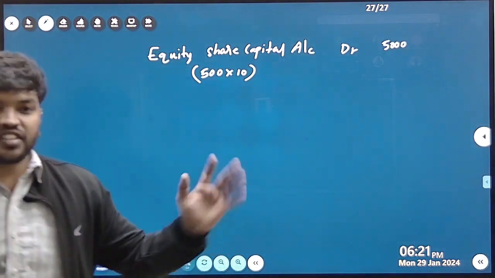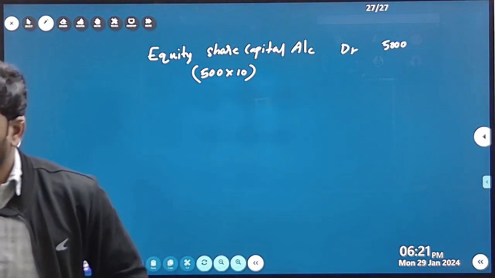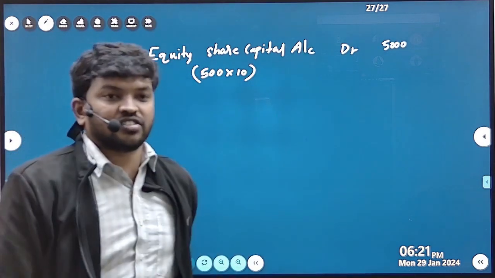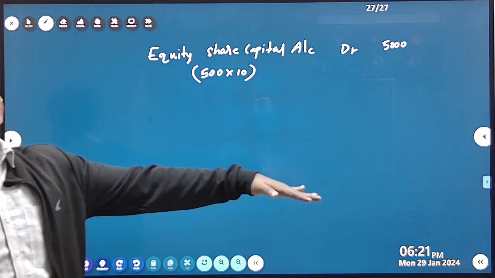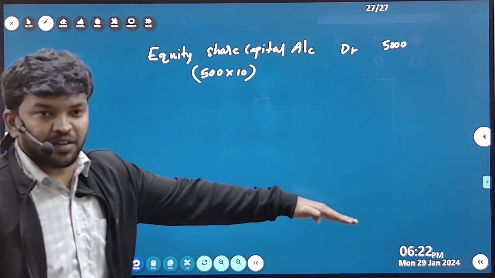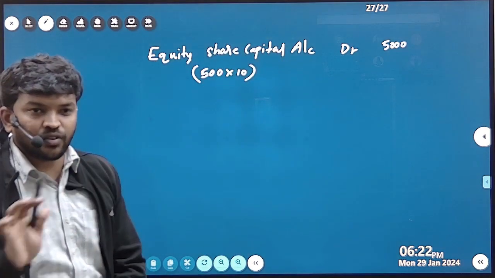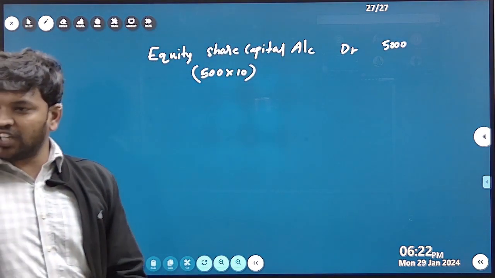After forfeiture, the shares no longer exist. Yes or no? So the corresponding equity share capital amount has to be reversed. Earlier the share capital amount is a credit balance. Now I have to debit it to make it 0. Understood? Till now clear? Yes.